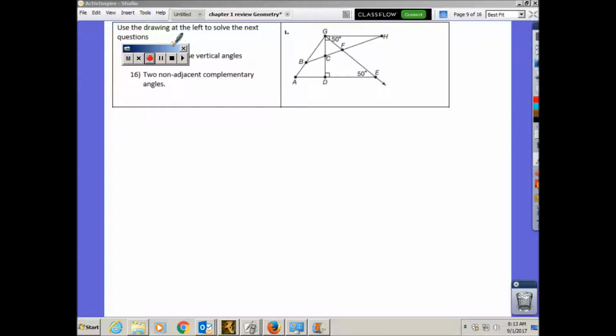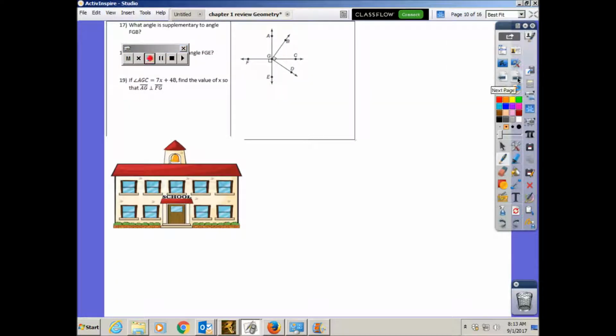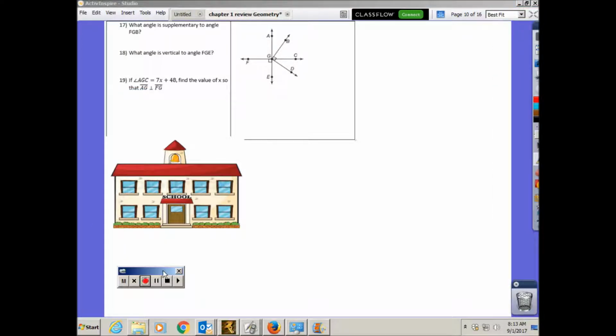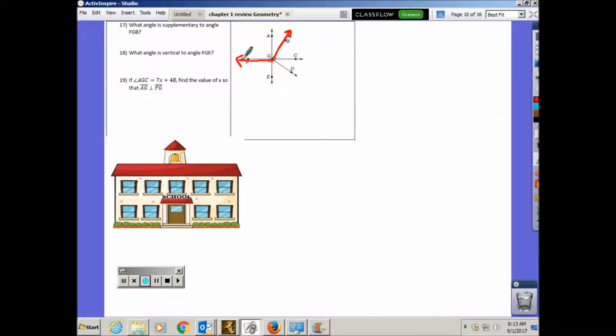So now we are going to continue on our review, dealing with some more angles. What angle is supplementary to angle FGB? Well, first, let me figure out what FGB is. It's that angle there. And supplementary, hopefully you remember, adds up to 180 degrees.